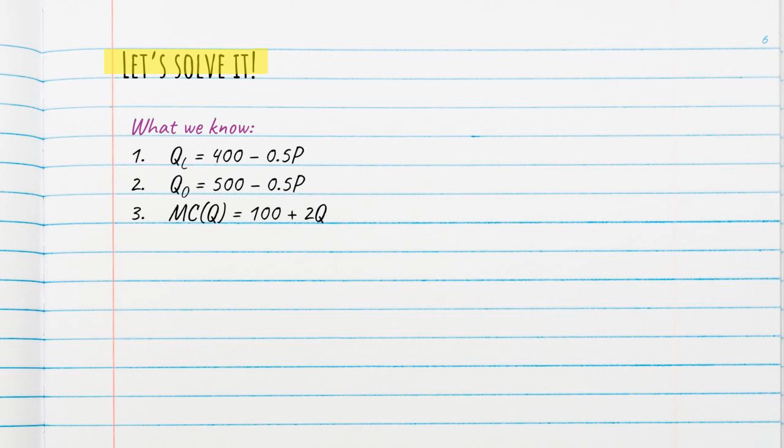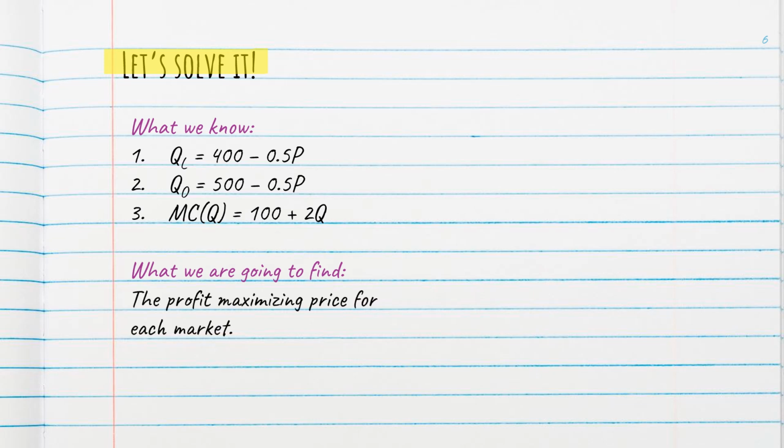Let's solve this question. Here's what we know. We have our two demand curves as well as our marginal cost curve, and we are trying to find the profit maximizing price for each market. We know ultimately we're going to apply that optimality condition, and to apply that optimality condition, we need to find the marginal revenue in each market.